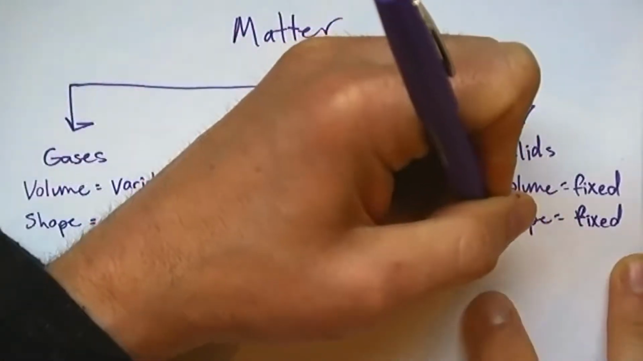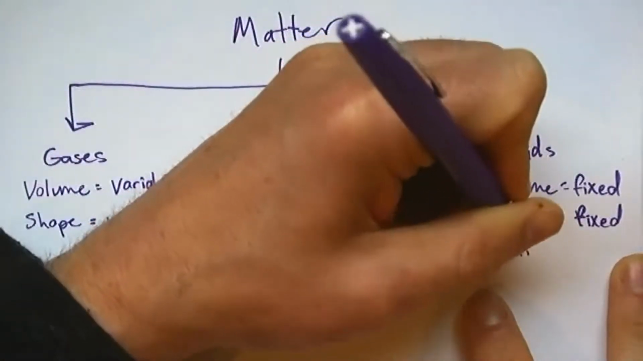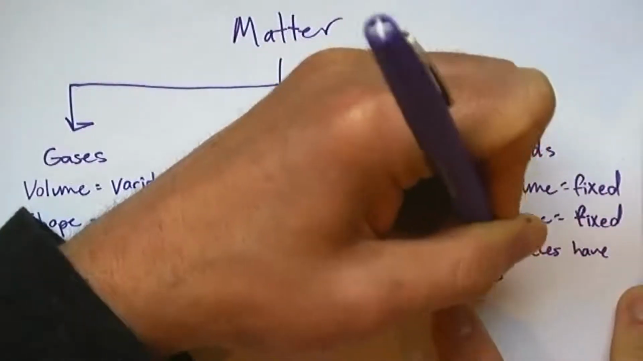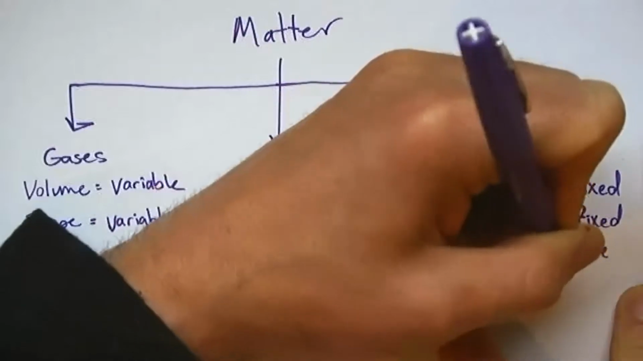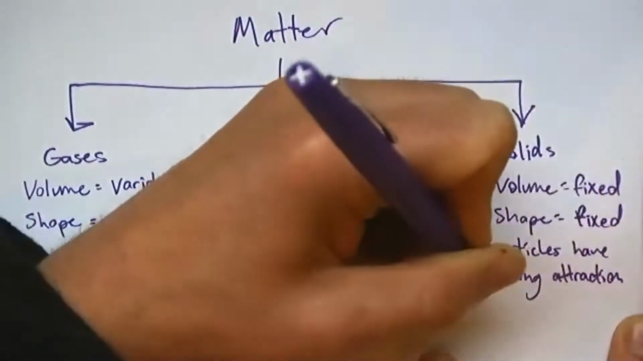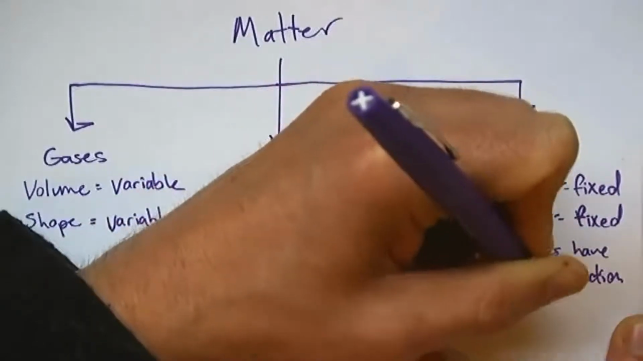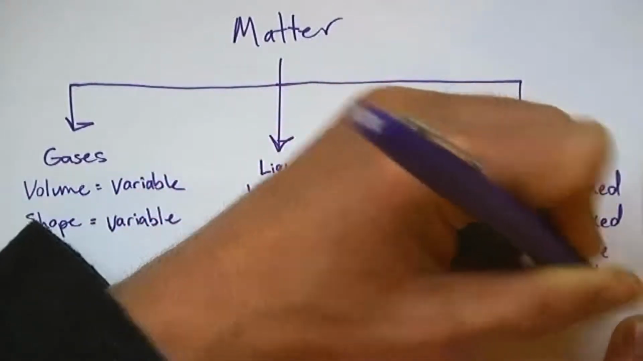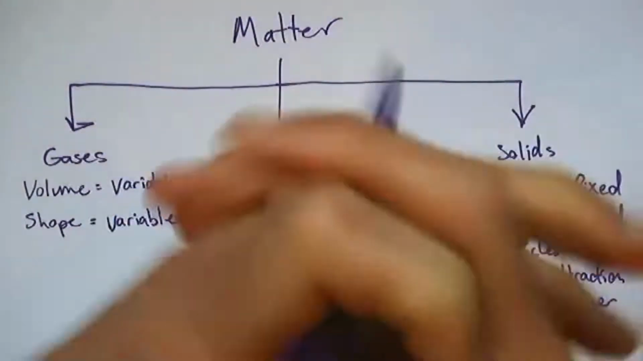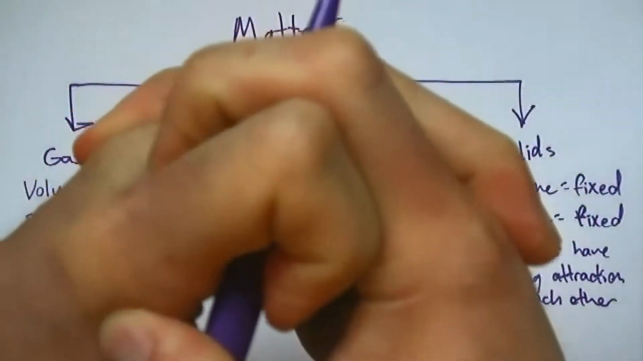I'm going to write it this way. Particles have strong attraction to each other. So in a solid, and you saw this before, the particles are really attracted to each other. That's what holds the form right there, okay?